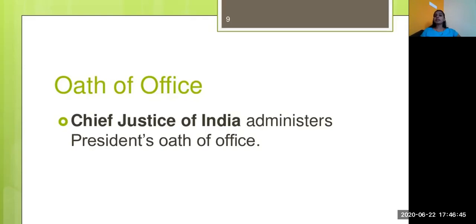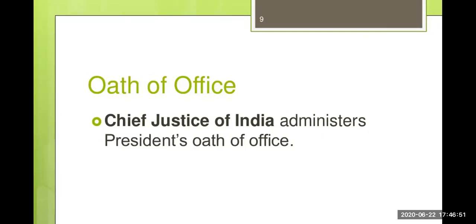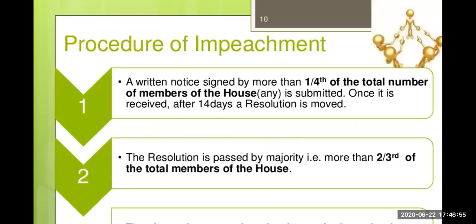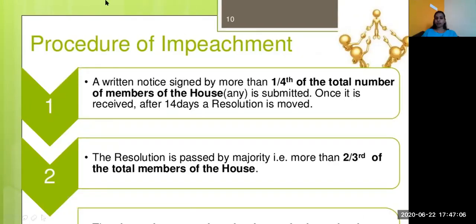But if the president is guilty and is not following the law and order, then how can he be removed from his position? So for that purpose, we have the process called impeachment. Now children, if the ruling party is not working well, what do we do? A no confidence motion is passed, right? And then it is passed by 2/3 majority.